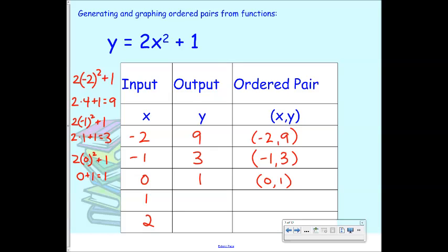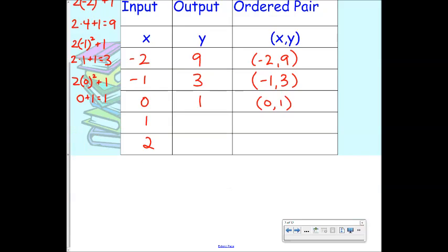All right. What's 1 squared? Times 2? Plus 1. And last but not least, what's 2 squared? Times 2? Plus 1.